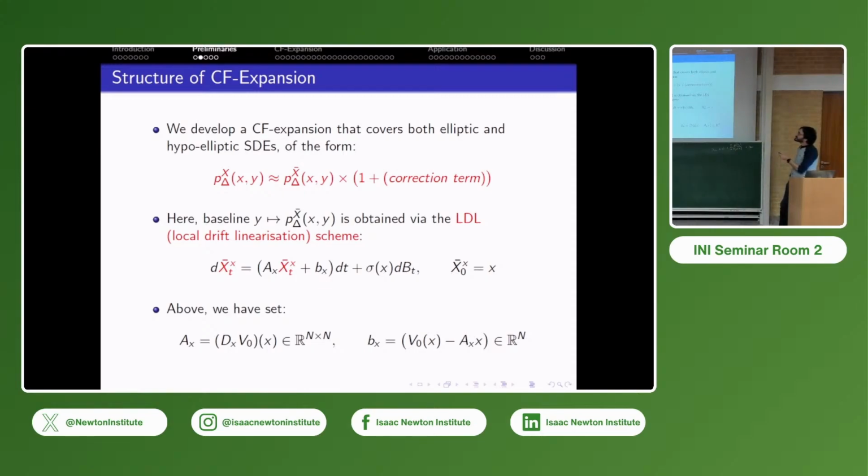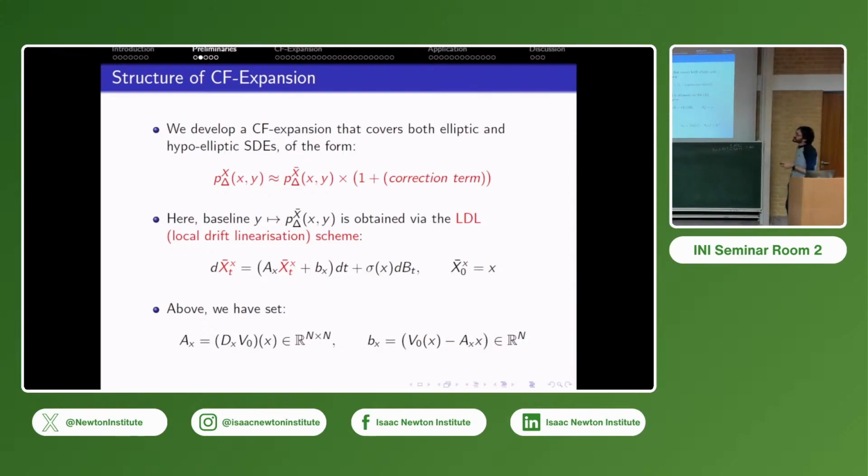So I'm considering both elliptic and hypo-elliptic SDEs, all right? And the expansion will look like this. This is a baseline measure. When you want to include hypo-elliptic SDEs, you have to be a little bit careful about which baseline measure you use, because it has to be well defined also for this degenerate case of hypo-elliptic SDEs. So one way to build up an approximation for hypo-elliptic SDEs is not, for instance, to use the Euler scheme, because that will lead to a degenerate transition density, but to use something called the LDL scheme.